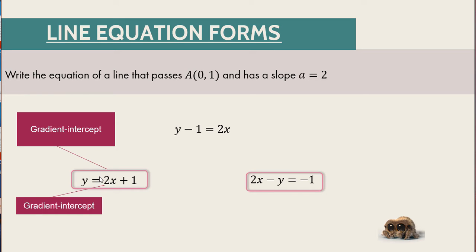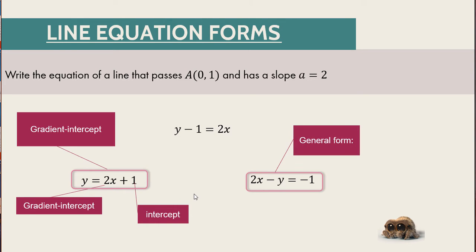The coefficient that is multiplied by x is the gradient of the line. And next, the other term is the intercept. Actually, it is the y-intercept of the line. y equals 2x plus 1. You remember the concept of y-intercept. When x is 0, then the value is the y-intercept. And the other form is called the general form. In the next slide, you're going to see why it is called the general form.